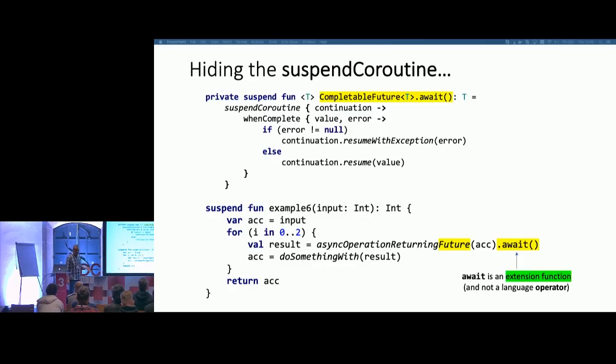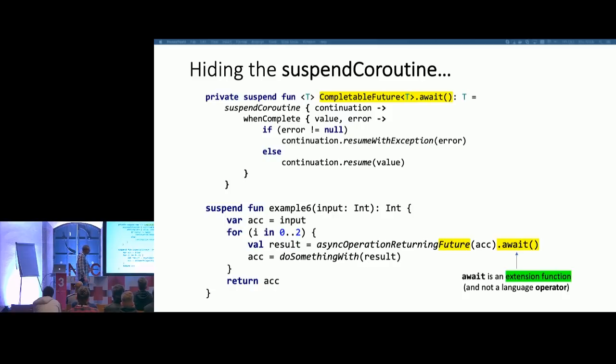What is that await? Is it a language feature? No. It's just an extension function. Because in Kotlin we have extension functions, so I just write an extension function. And because in the JVM world we have so many different flavors of futures, because we have CompletableFuture, we have ListenableFuture, we have deferred result, I can just create extension methods for them and name it await, and then I just do await.